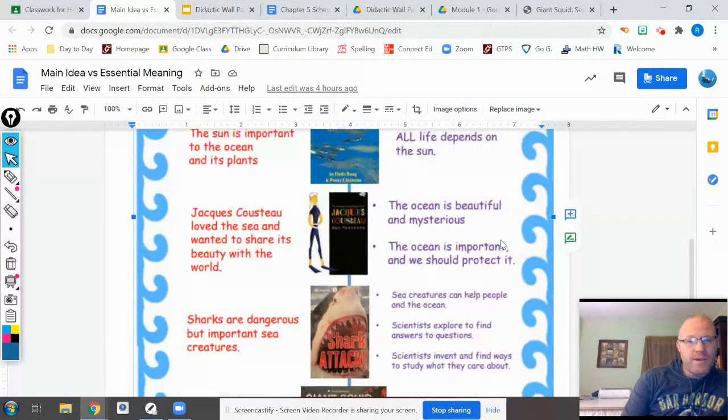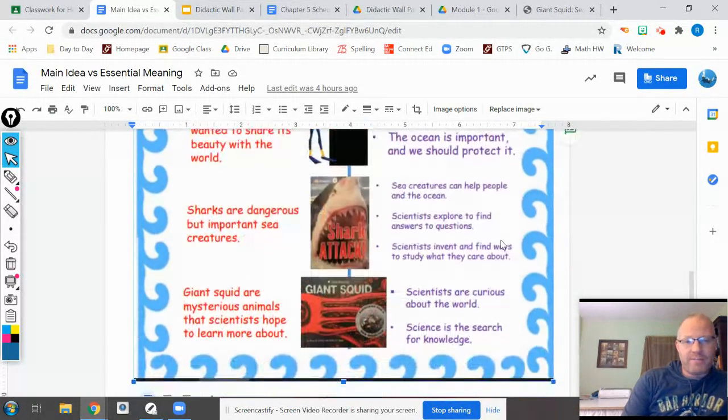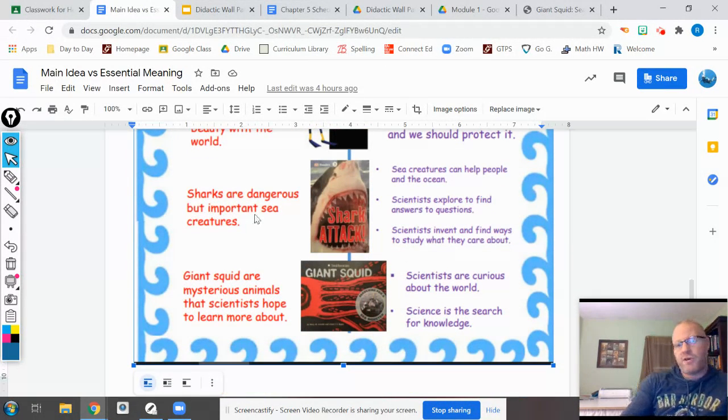Shark Attack. Sharks are dangerous but important sea creatures. So that's the main idea. The author wants us to know that sharks are dangerous, but they're important. So the essential meaning, how can we relate that to the world? Sea creatures can help people and help the ocean.